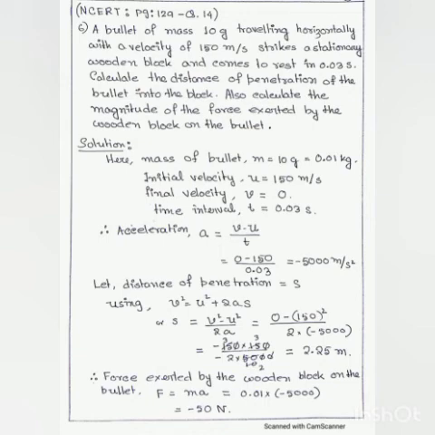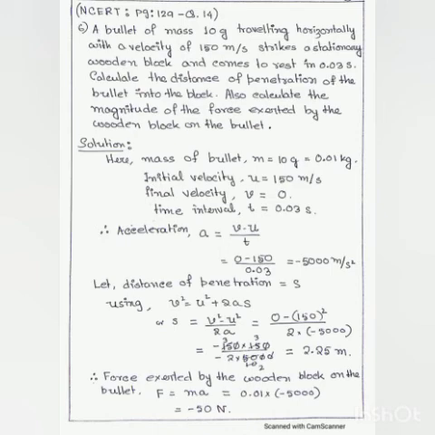So now let us calculate the acceleration of the bullet. So using a equals v minus u by t, we can calculate the acceleration. Just substitute the values of v, u and t. What we will get? Acceleration is equal to minus 5000 meter per second square. Here acceleration is negative, which means retardation.